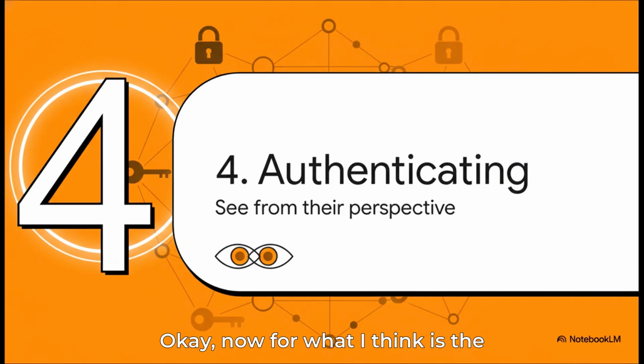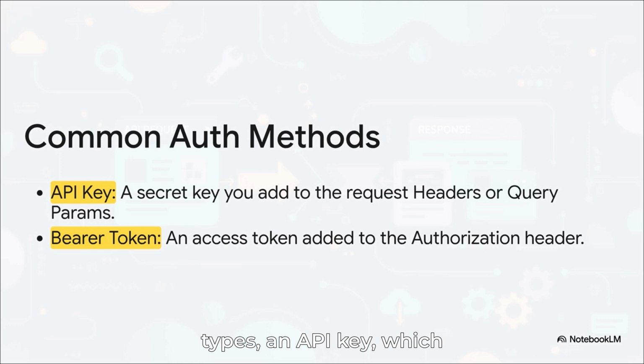Okay, now for what I think is the most important part of reproducing user issues: authentication. See, most APIs require you to prove who you are. By using the customer's credentials, with their permission, of course, you can see the API from their exact perspective. You're mostly going to run into 2 types: an API key, which is a simple secret key, and a bearer token, which is a more complex token that proves you've already logged in. In Postman, you just go to the authorization tab, pick the right type from the list, and paste in the key or token. Postman literally handles all the tricky formatting for you. It's fantastic.